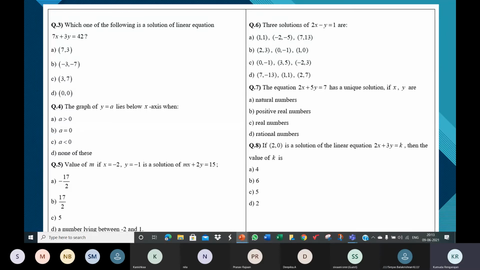Think of options D and C. Just give some rational number, say x is 3 by 2. Now supposing we feel D is the correct option. You give x 3 by 2, you will find some value for y. You give a different value for x, you'll get a different value for y. So then how can you say that it has a unique solution? Unique is only one solution. Real numbers: for different values of x, you'll get different values of y. Again, many solutions.